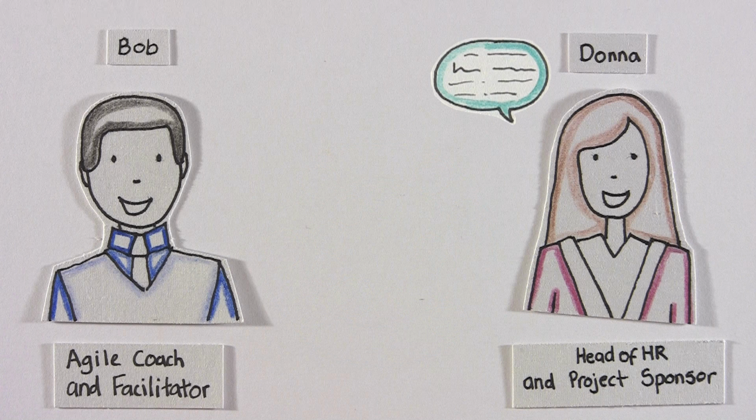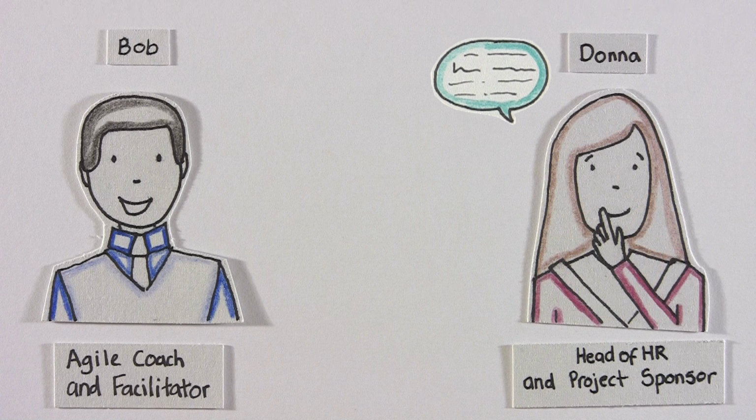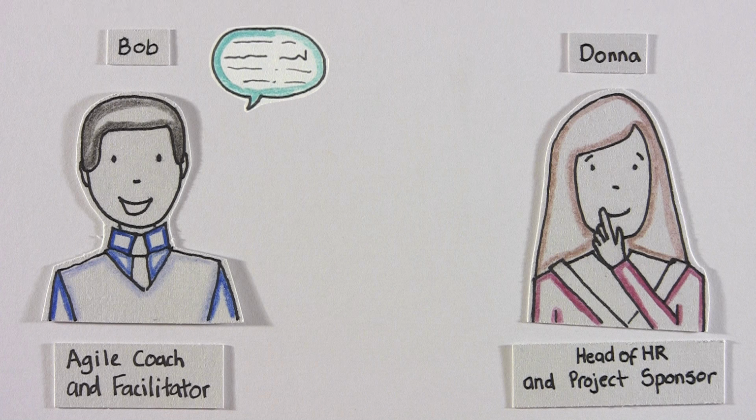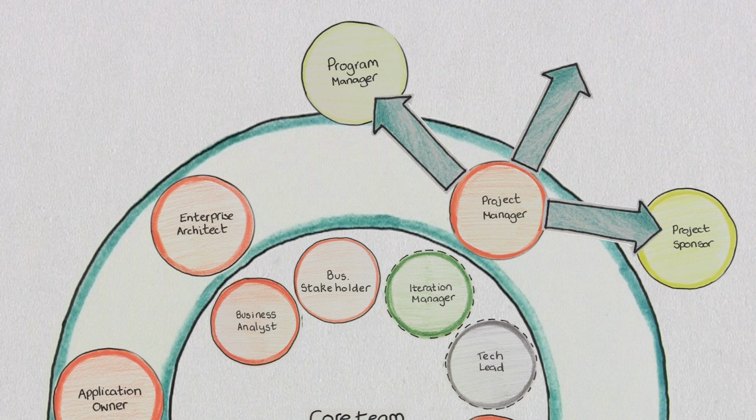"Thanks, Bob. I can see where it may really be useful to have someone from the business in the core team now. I'm also wondering why the project manager is not in the core team and how it's different from the IM role." "Yes, it can be a bit confusing, even for those doing the roles, Donna. So, let me explain it a bit more. The project manager is required across the entire breadth of the project, so is mainly an external facing role dealing with the project sponsors, program managers, and external tasks. This is important so the team can concentrate on what they do best, delivering."